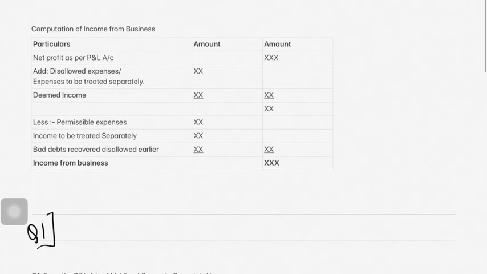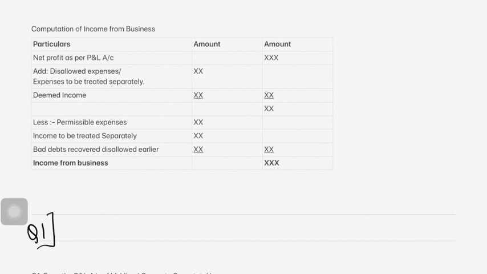Okay. Income from business. This is the format. Please copy down the format. Net profit as per P&L account. Add disallowed expenses or expenses to be treated separately. Okay, what is the meaning of disallowed expenses? The disallowed expenses are those expenses which are disallowed by the income tax officer.